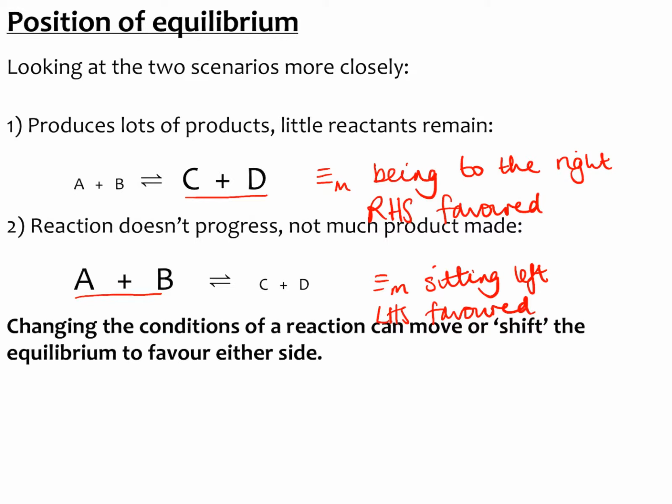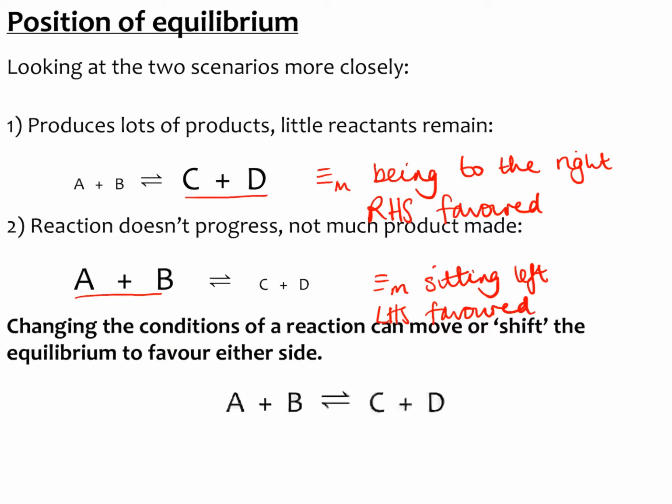To take that a bit further, we're going to look at changing the conditions, and changing the conditions of a reaction can move or shift the equilibrium to favour either side. So once a reversible reaction has found equilibrium position, we can impose changes upon it. We can make changes to the reaction that cause the equilibrium to move, and to go from sitting on the left to the right, or from the right to the left.